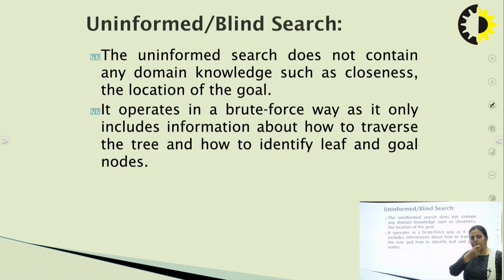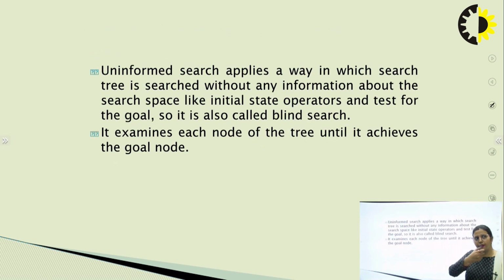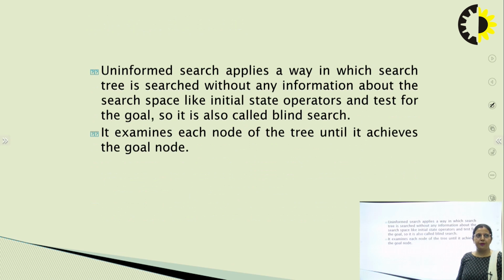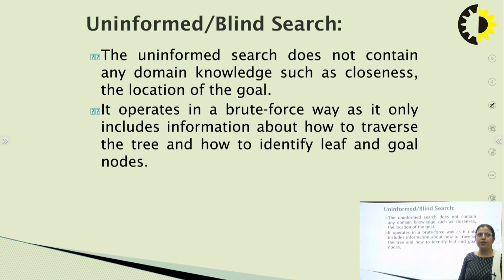So there are basically two searching techniques that we are using. The first one is uninformed, or we can say blind search, and the other one is informed search, which we usually call heuristic search. The uninformed search does not contain any domain knowledge about how close we are to our goal node. Means, as the word says, blind search means we don't have any knowledge about how close we are to our goal.